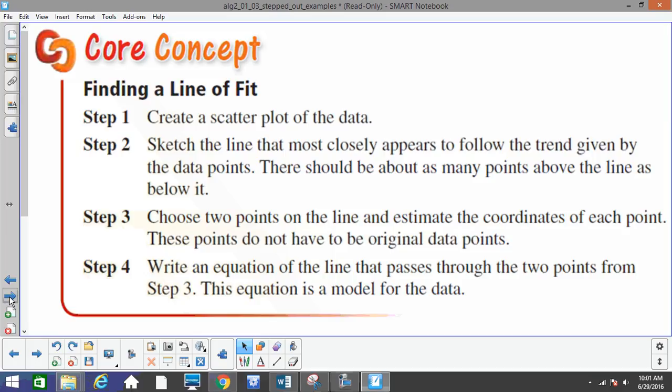All right, what if you are just given a bunch of data? This is a core concept. This is going to be really important. You want to copy this down. Because when you get data, very rarely is it a perfectly linear line. You're going to get more of a scatter plot where it follows a trend.